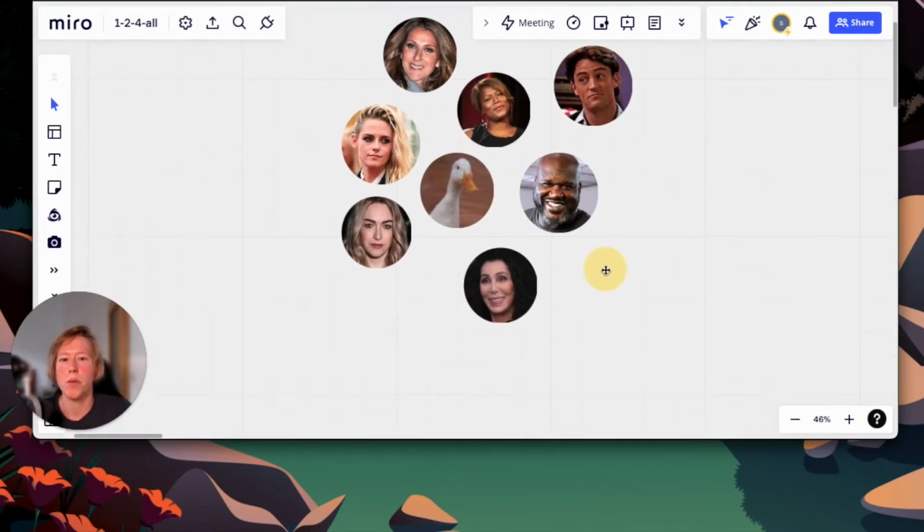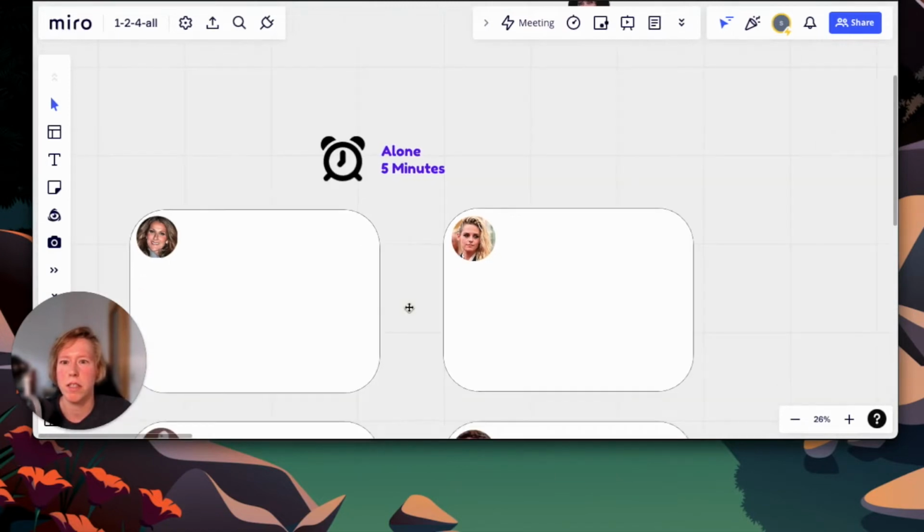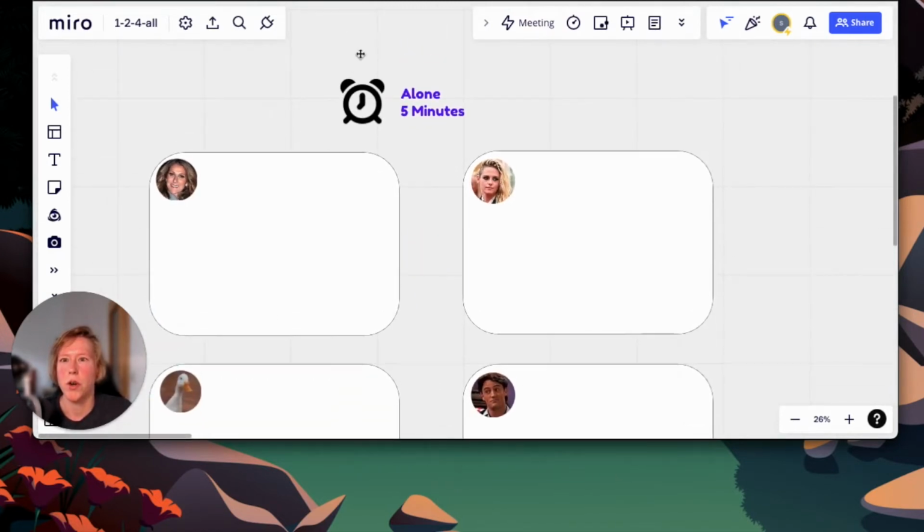So I would prepare something like this. For 1-2-4-All to be effective, there are some crucial things that I always look out for as a facilitator, and I'm going to walk you through them as I walk you through the whole example. So two crucial things right at the beginning are, number one, prepare for each of the steps, right? And number two, be really strict on the time boxing.